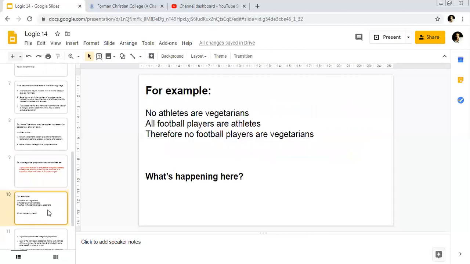For example, if we say that no athletes are vegetarians, that would be your first premise. And then we say all football players are athletes, second premise. Therefore, no football players are vegetarians. See? So what's happening here? Can you just think about it for a second in terms of what we've discussed so far? And I'll just go to the next slide.